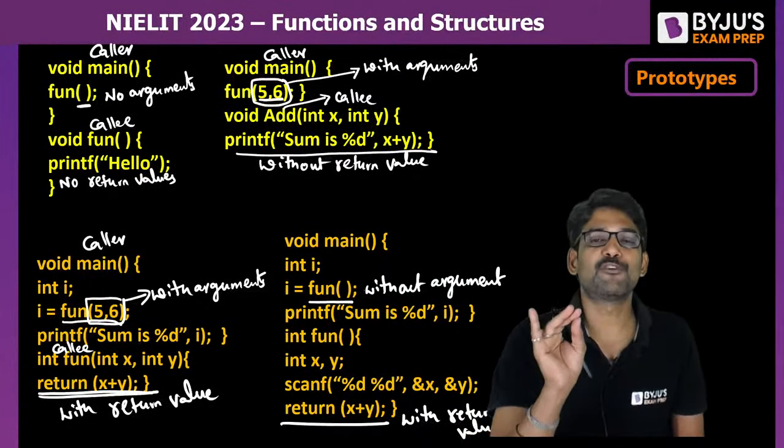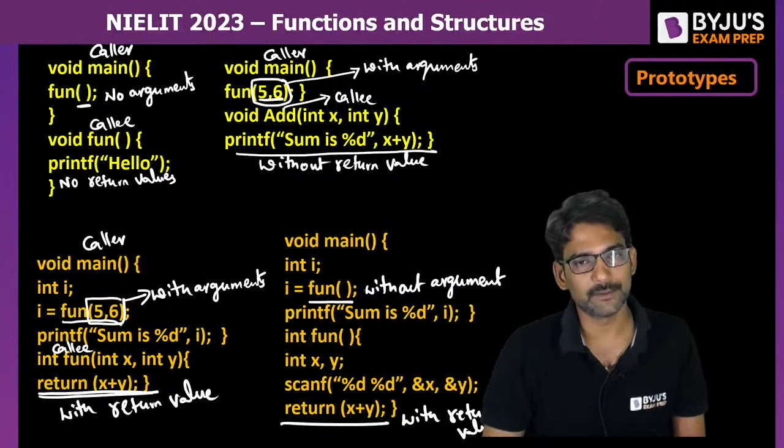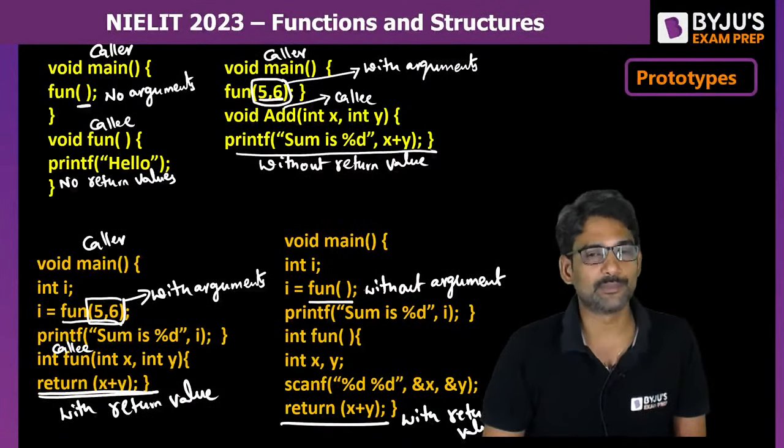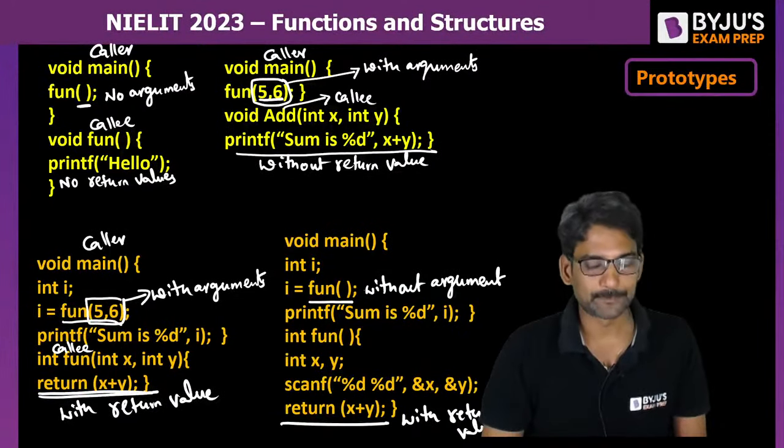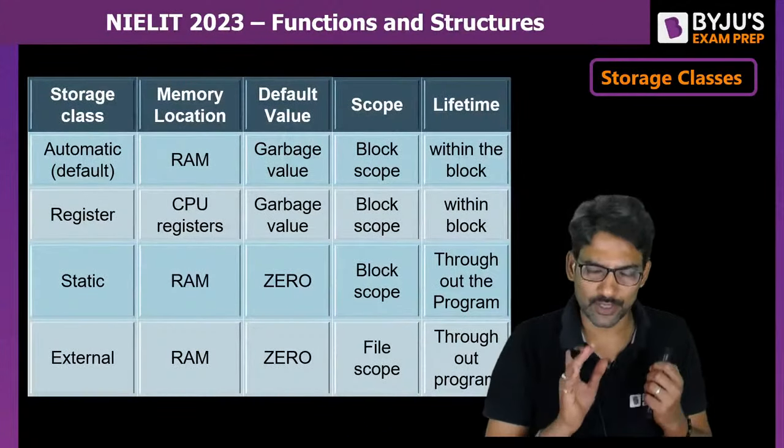Devi, default would be row major order, dear. Default would be row major order. Okay. C follows row major order.